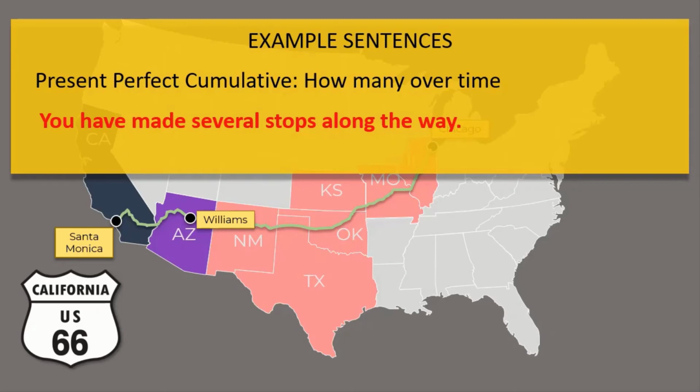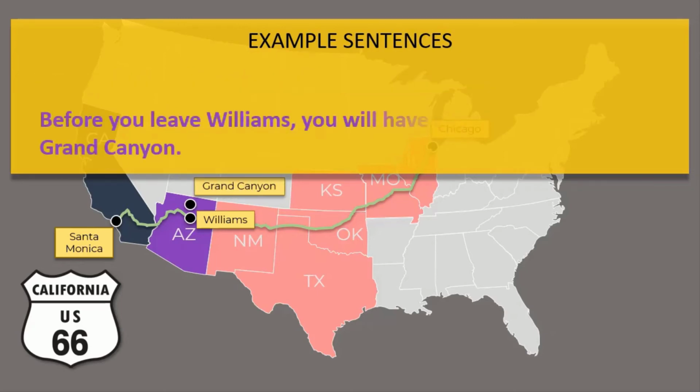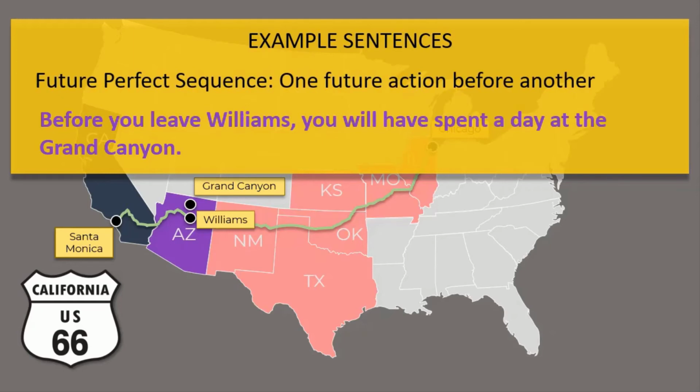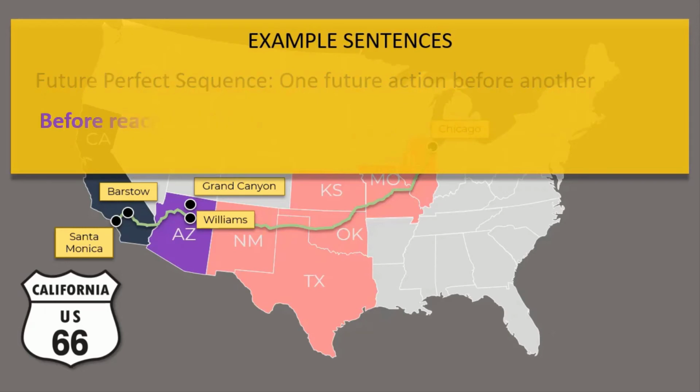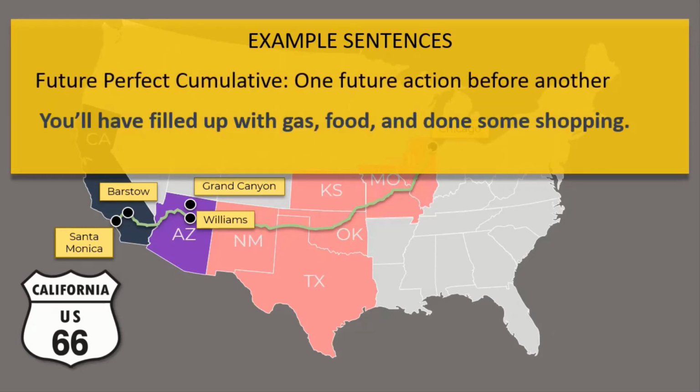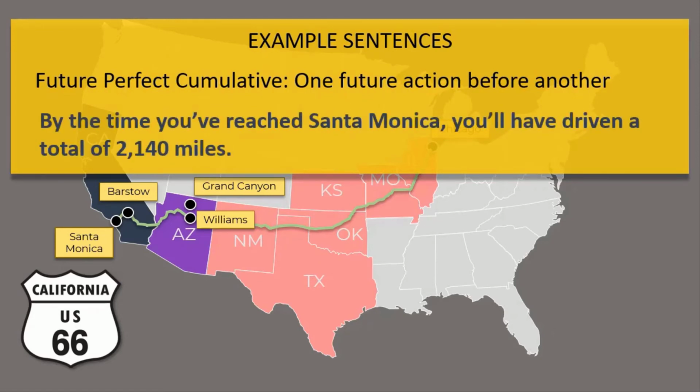Now, before you leave Williams, you will have spent the day at the Grand Canyon. And from Williams, Arizona to Santa Monica, Los Angeles, is another 450 miles. Before you finish the drive to Los Angeles, you will have stopped in Barstow, California for gas, food, and their famous outlet shopping center. By the time you've reached the end of Trail Sign in Santa Monica, you will have driven a total of 2,140 miles along Route 66.